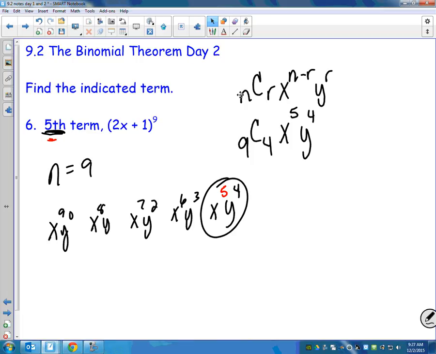The extra part from what we did yesterday is that yesterday they just gave you the number. Today they're giving us the whole thing. So just like yesterday, to find the coefficient, you have to plug those numbers in too. So not only am I going to do this on my calculator, did you do that yet? 9 choose 4. 126.